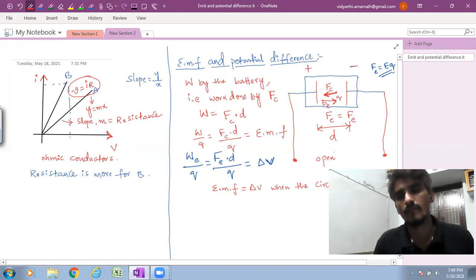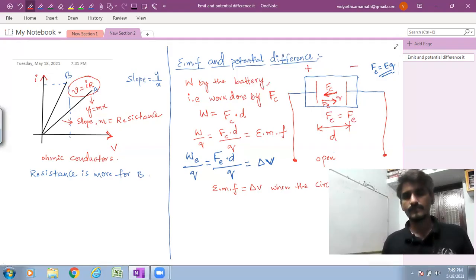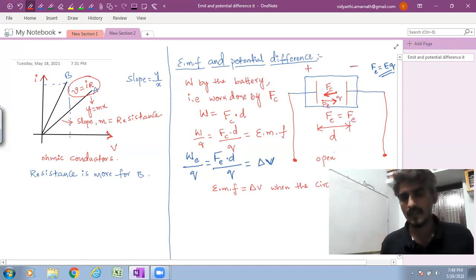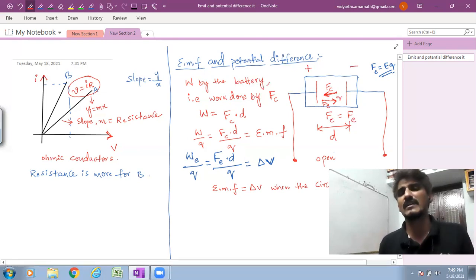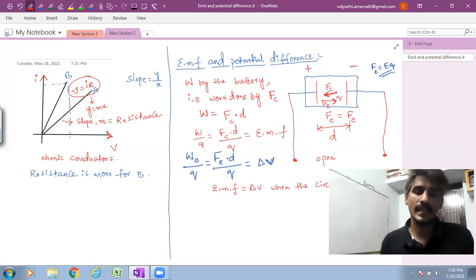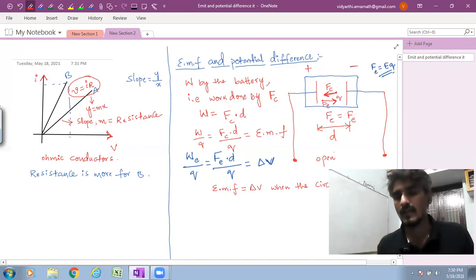When the circuit is open, meaning when there is no current, then automatically EMF is equal to potential difference. Or just for a new battery, EMF and potential difference both are the same at the two terminals. Why? Because it is not yet connected to any wire, right? Whenever it is connected to any wire, then obviously potential difference and EMF both change definitely.